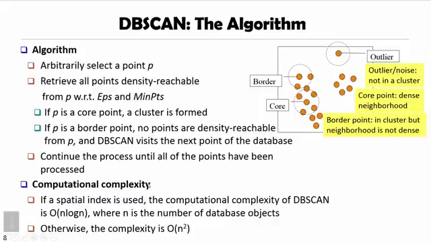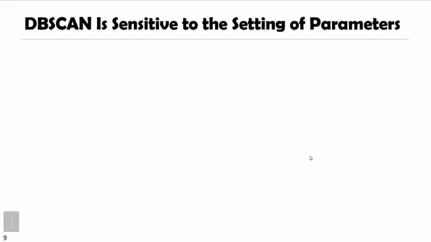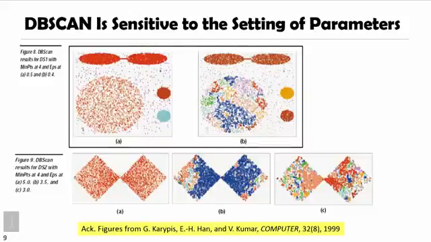This algorithm is quite efficient in the sense that if you use a spatial index, accessing neighbors is very fast, and the computational complexity of DBSCAN is O(n log n), where n is the number of database objects. Otherwise, the complexity is O(n squared) because you have to check all the points every time. But comparatively, this is still a pretty efficient algorithm. However, DBSCAN is sensitive to the setting of parameters.